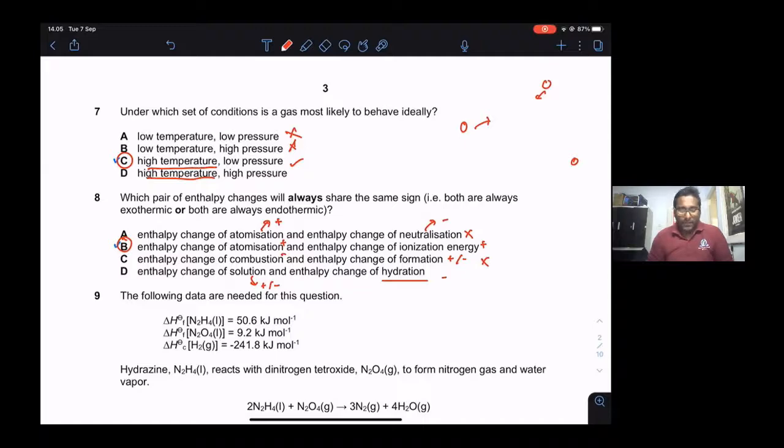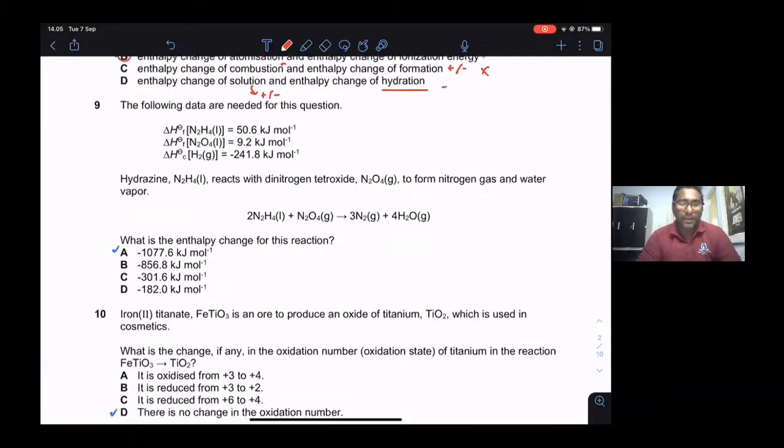Now for number 9, you have all this data. Whenever you have this kind of formation situation, the best way to do this calculation is by using this method: to form N2H4. You put the arrow to form. So this is going to be 2 times 50.6. Why? 2 moles over there. To form N2O4 is 9.2, so 1 mole.